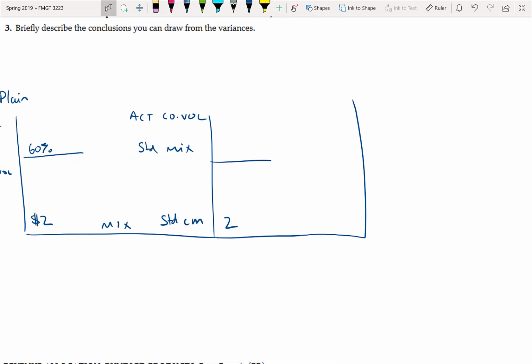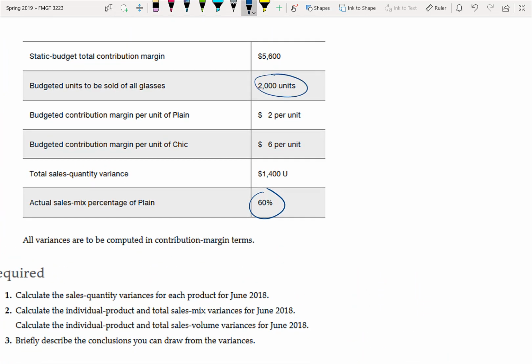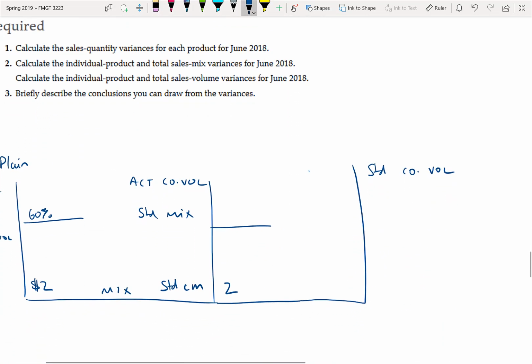So here we've got our standard company volume. And were we given that information for all products? We were told that we expected to sell 2,000 units. So we do know that this is 2,000.